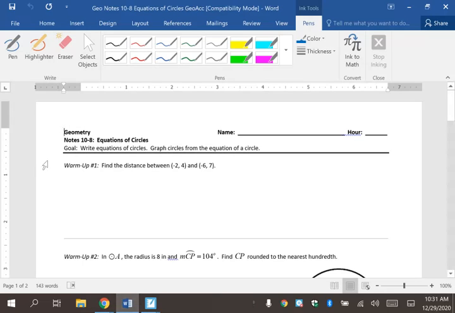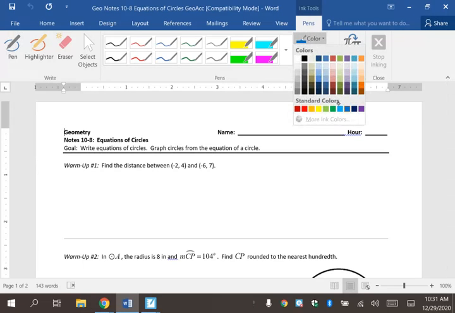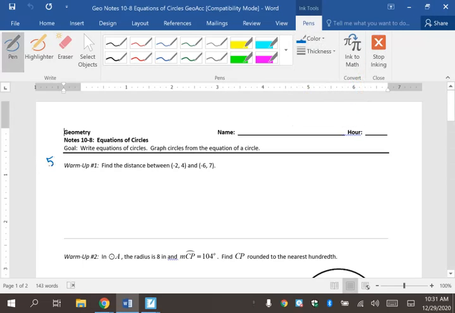Okay, warm-up number 1. Who got 5? Excellent. So let's go ahead and do that in case you have not gotten the number 5. Distance between 2 points. We will use the distance formula. D equals the square root of the quantity x2 minus x1 squared plus the quantity y2 minus y1 squared. The first point we will label x1, y1. Second point x2, y2. Plug in the particular numbers.